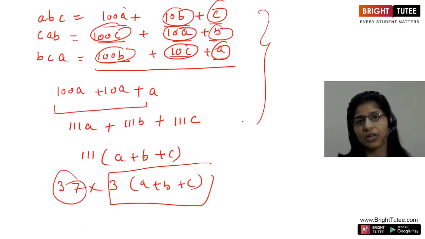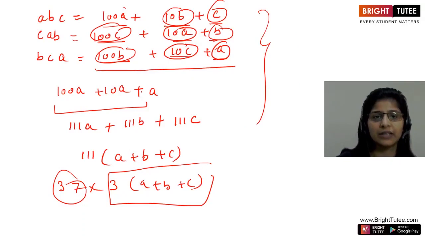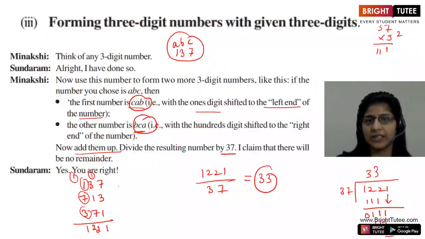Right? So what we were doing in this, just to see again, we took any 3-digit number. So the first number, how are they forming the first number? If the number is ABC, the first number is CAB. What we are doing, the last digit, that is the rightmost, is shifted to the left-hand. The other number is BCA, with the hundreds digit shifted to the right end of the number.